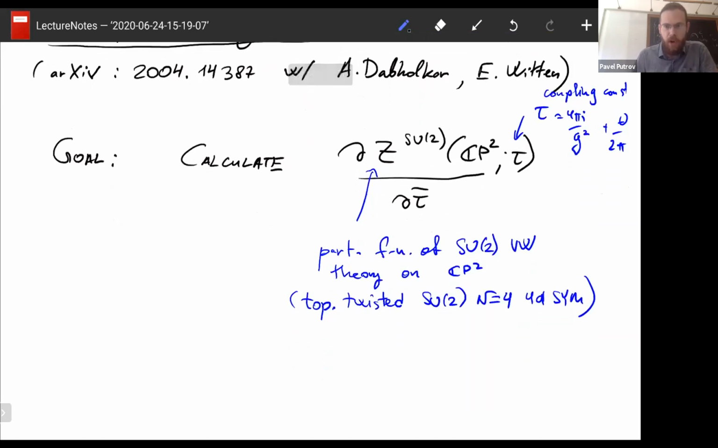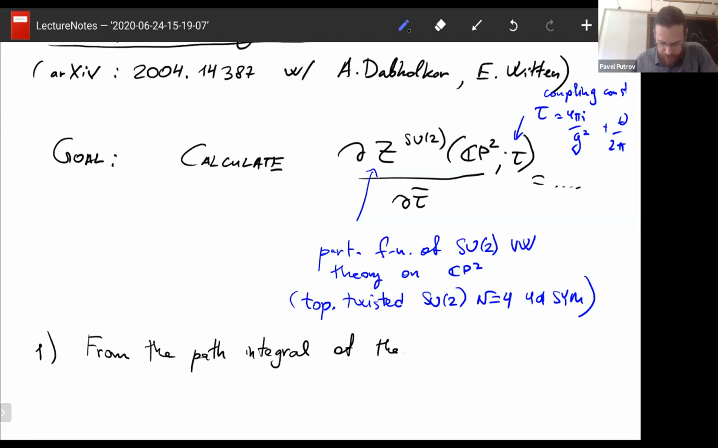Okay, and so there are actually various approaches to producing the formula for the right-hand side here. But what I mean here by calculate is the following particular way to calculate it. And actually I will talk about two approaches. So the first approach is from the path integral of the four-dimensional theory on CP2.